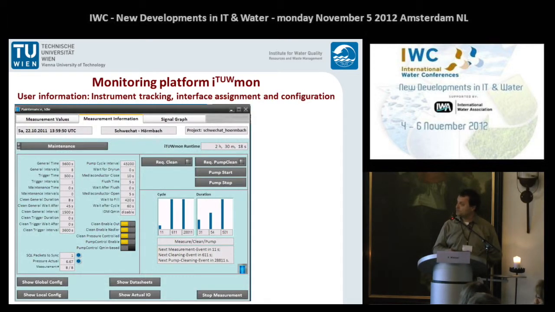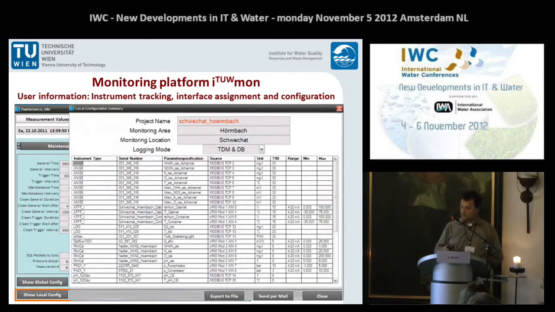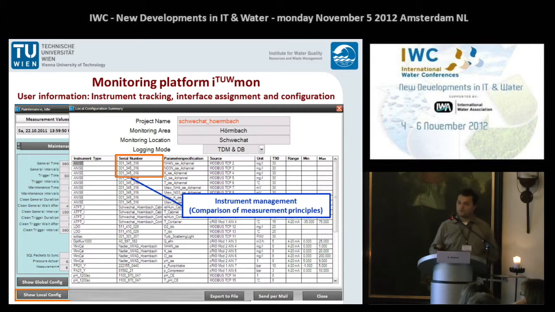User information, for example, how all the instrumentation is connected to the system. You have all the instruments there and the serial numbers and the type of interface and the scaling and all this information. And from the serial number, you can track the instruments through the whole network, and you, for example, can see if a specific measurement method is good or not so good for a specific type of application if you run these parameters with different instruments in parallel.